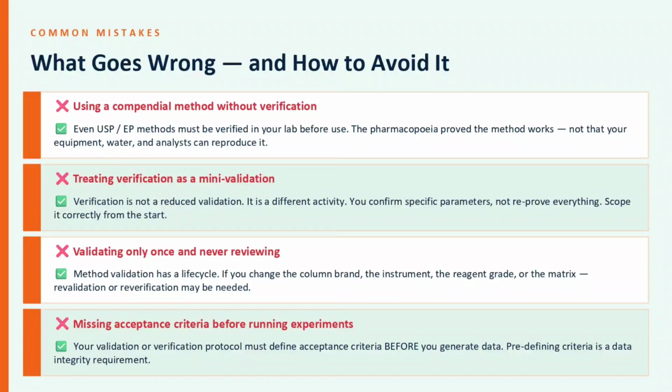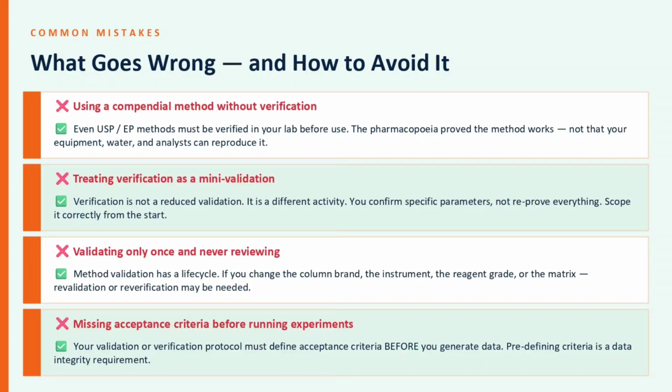The third mistake is validating once and never revisiting. Method validation has a life cycle. If you change the HPLC column brand, the water system, the instrument model, or if the product matrix changes, those changes may affect the method performance. A change control assessment should determine whether partial or full revalidation is needed.